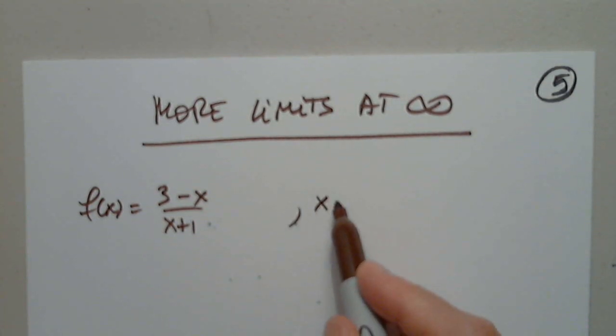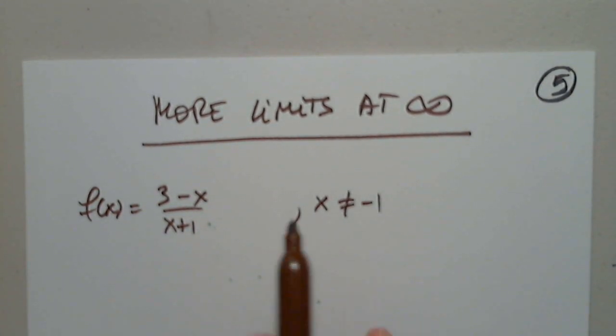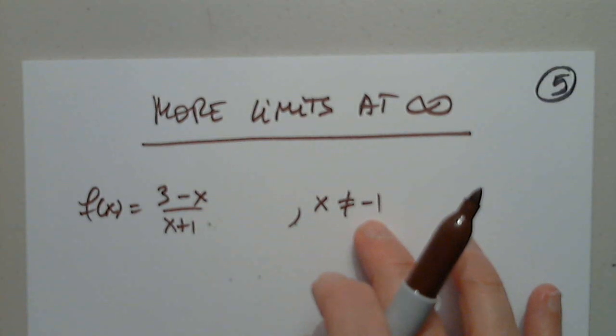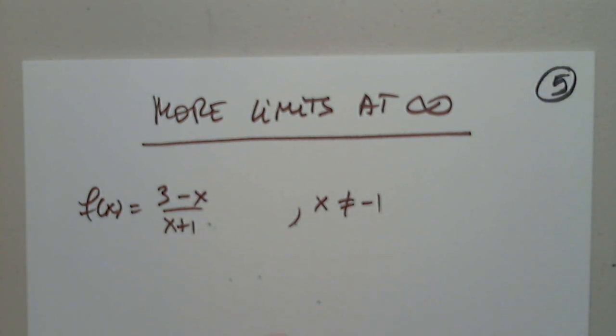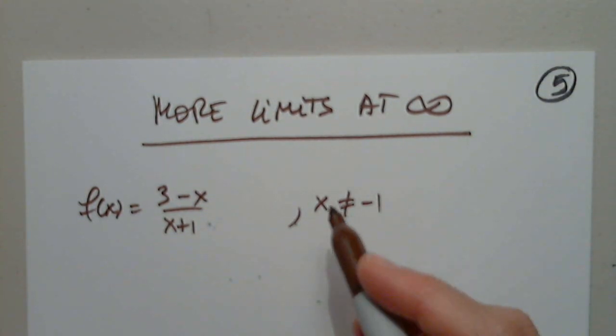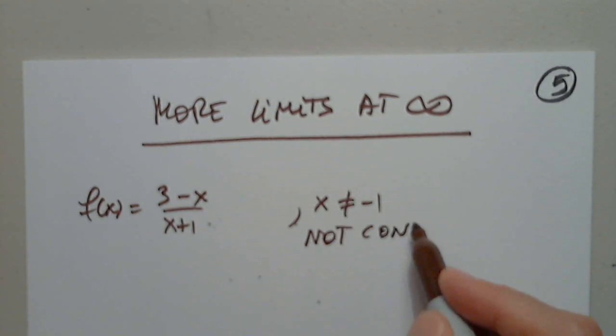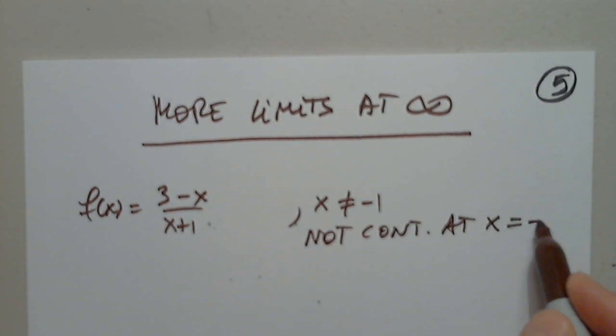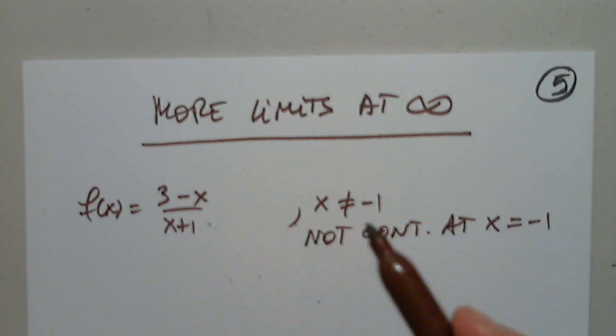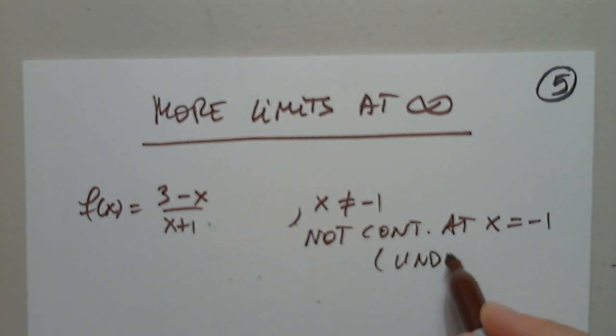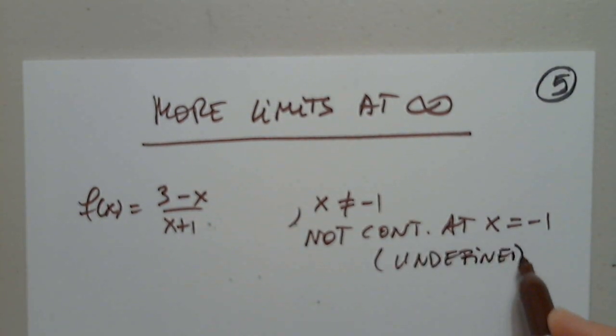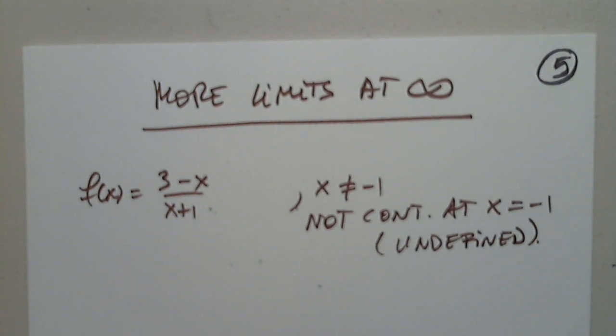As we know, x cannot equal -1. So the function is undefined. It cannot be continuous. I think everyone noticed that. So it is not continuous at x equals -1 because it's undefined. That's the reason why.